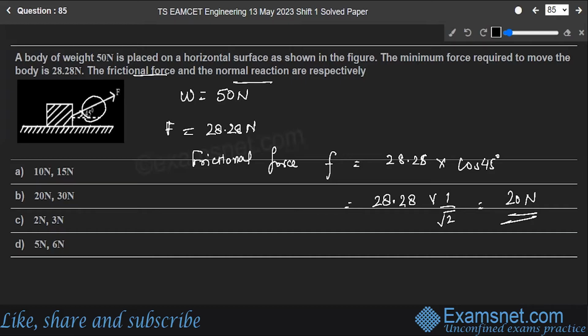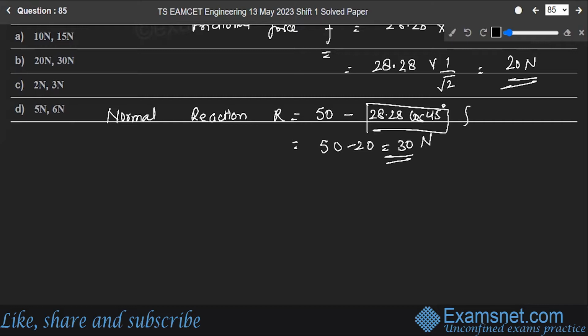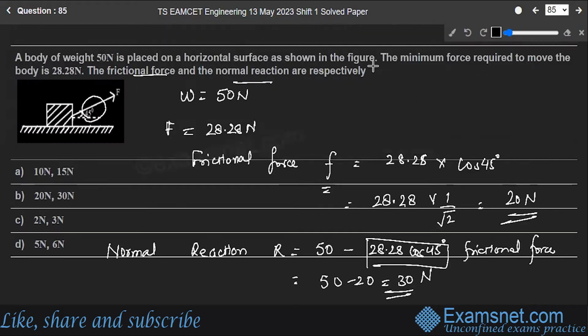Now the normal reaction also you have to calculate. Normal reaction R will be given by the total weight, that is the 50 newtons, minus this 28.28 sine 45, the vertical component of the force. This is equal to 50 minus 20, that is equal to 30 newtons. So you have 20 newtons and 30 newtons as the answer. Option B is the correct answer. Hope you understood that. Let's move to the next question.